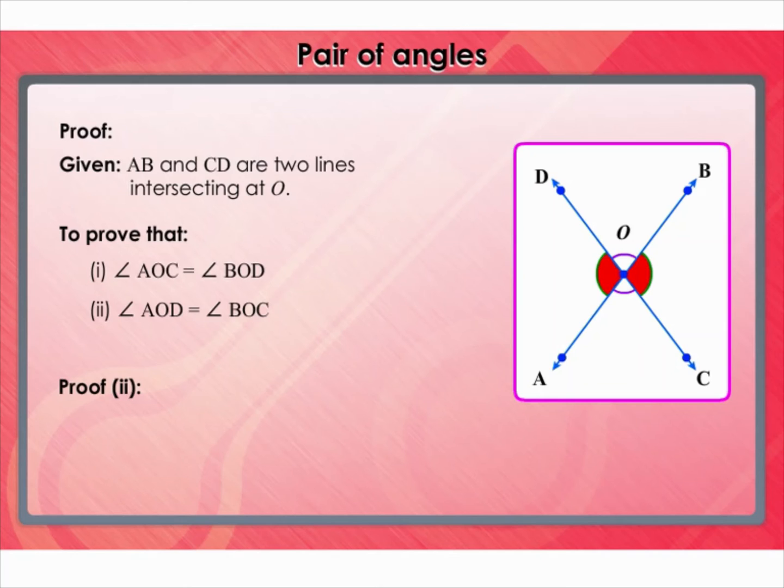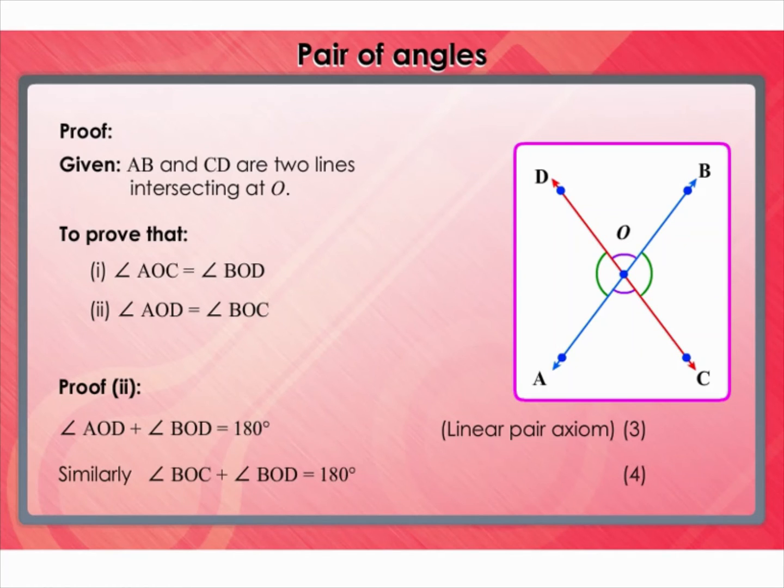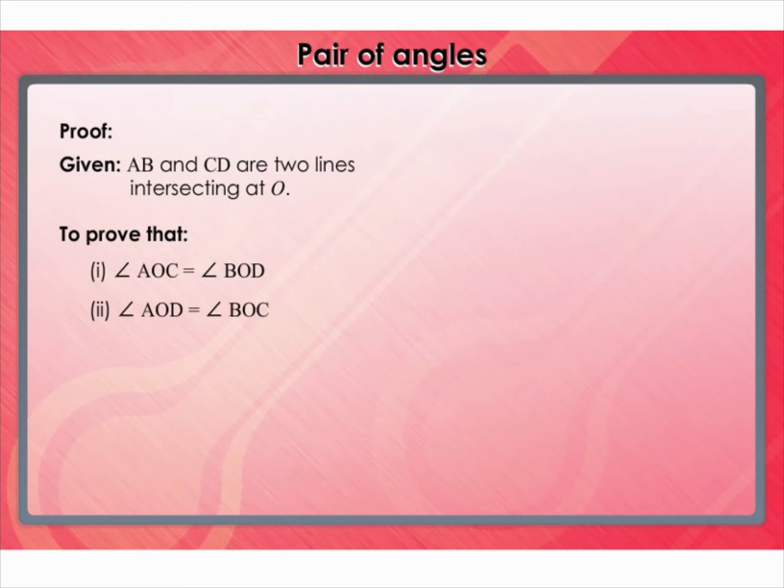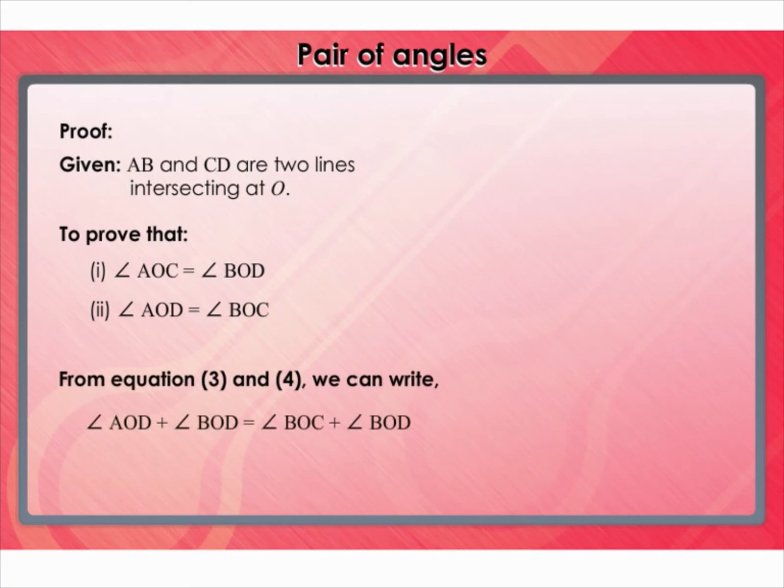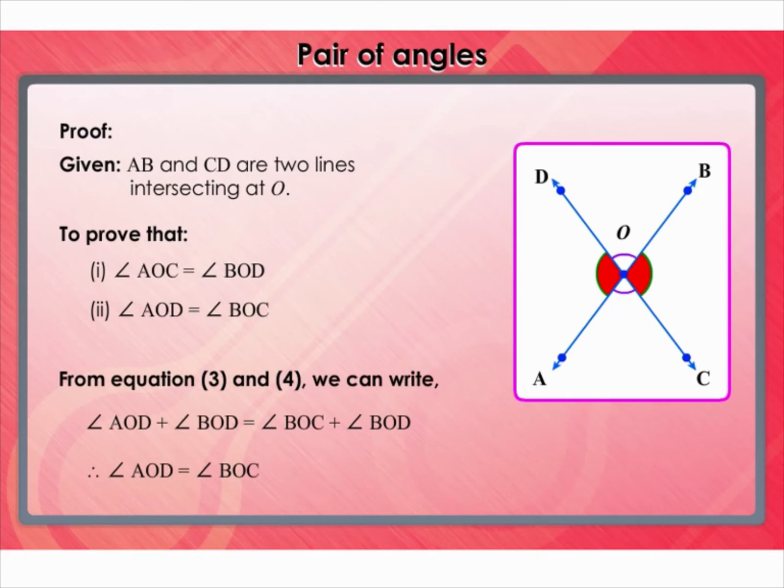Next, we need to prove that angle BOC is equal to angle AOD. Since AB is a line, thus the sum of angles AOD plus BOD is equal to 180 degrees. Similarly, CD is a line, therefore the sum of the angles BOC plus BOD is equal to 180 degrees. From equation 3 and 4, we can write angle AOD plus angle BOD is equal to angle BOC plus angle BOD. Therefore, angle AOD is equal to angle BOC. These are vertically opposite angles.